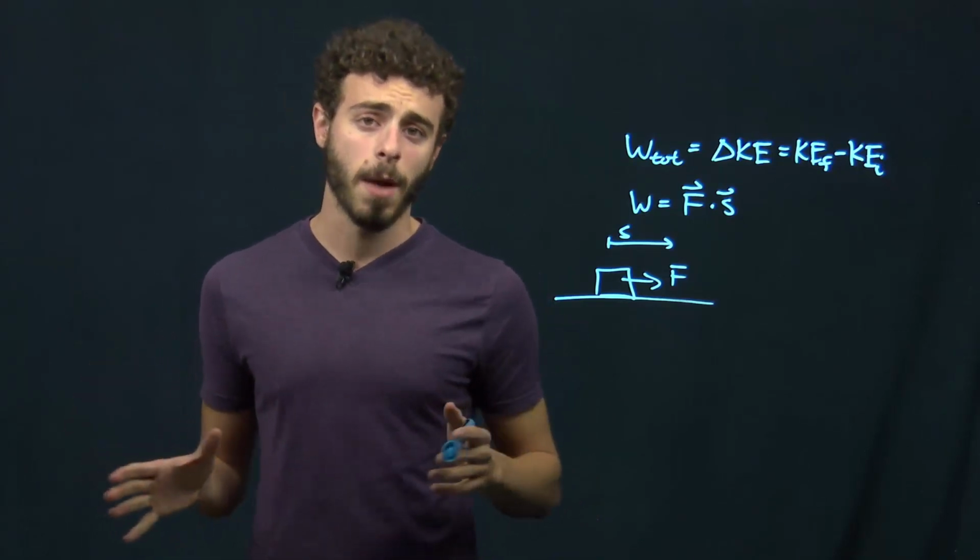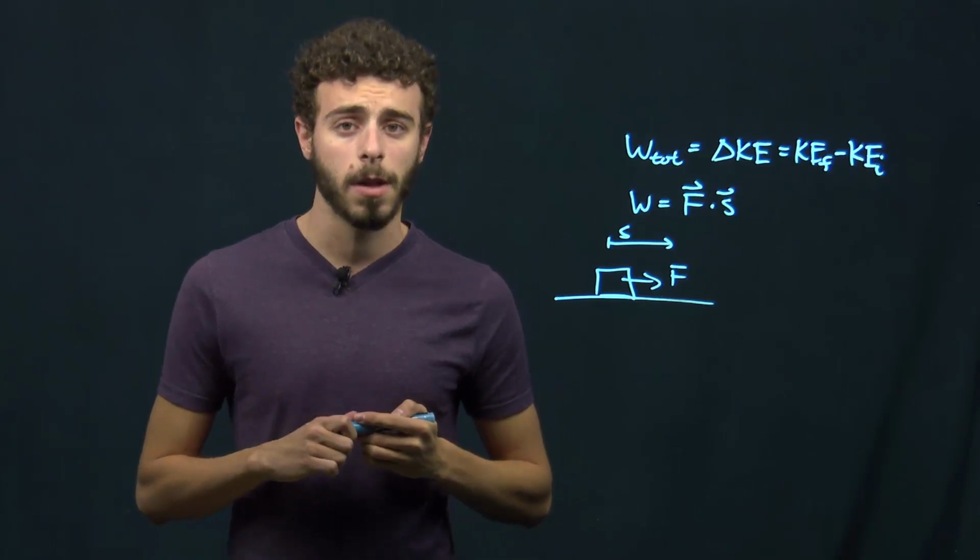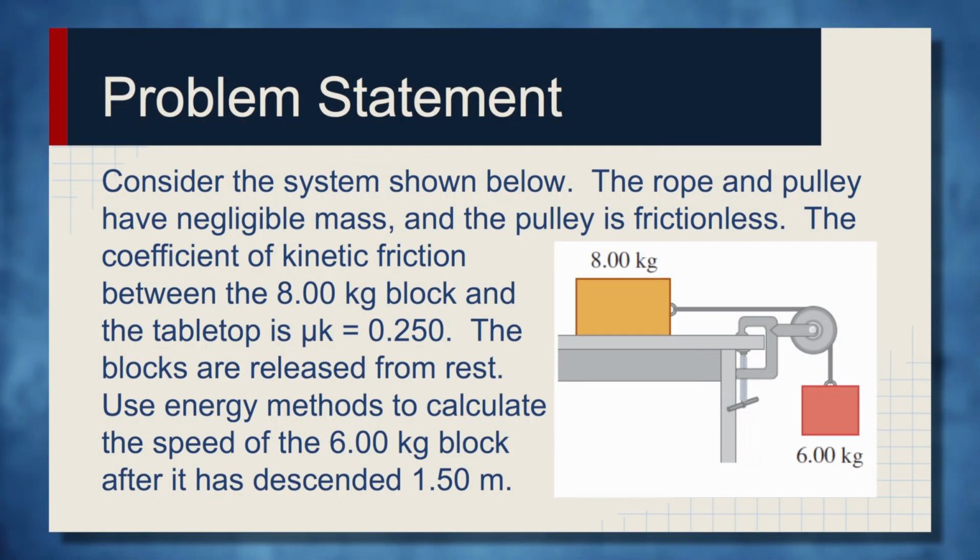Okay, let's look at the problem statement for today, which reads as follows. Consider the system below. The rope and pulley have negligible mass, and the pulley is frictionless. The coefficient of kinetic friction between the 8 kilogram block and the tabletop is mu k equals 0.25. The blocks are released from rest. Use energy methods to calculate the speed of the 6 kilogram block after it has descended 1.5 meters. At this point, you should pause the video, reread this problem a couple times, and maybe even try it on your own.